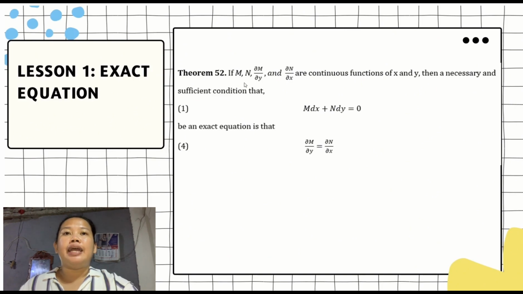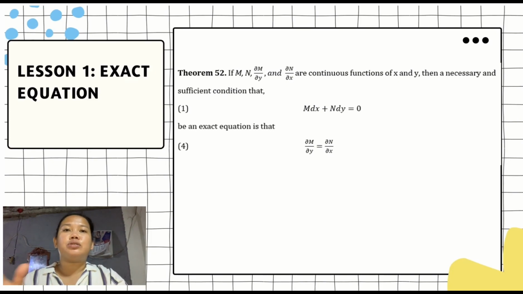So that is how you prove theorem 52, which states that if m, n, the partial derivative of m with respect to y, and the partial derivative of n with respect to x are continuous functions of x and y, then a necessary and sufficient condition that m dx plus n dy equals 0 be an exact equation is that the partial derivative of m with respect to y is equal to the partial derivative of n with respect to x. So for us to say that an equation is exact, it should comply with the condition that the partial derivative of m with respect to y is equivalent to the partial derivative of n with respect to x.